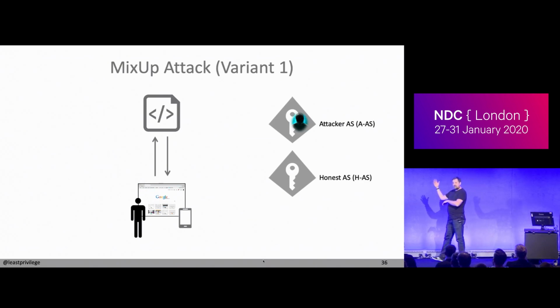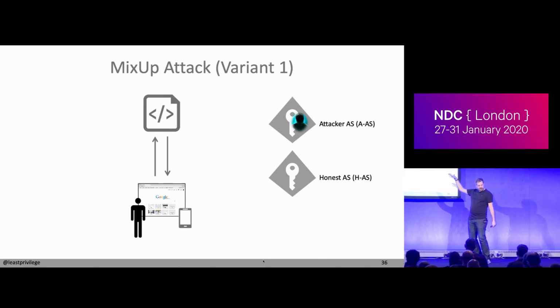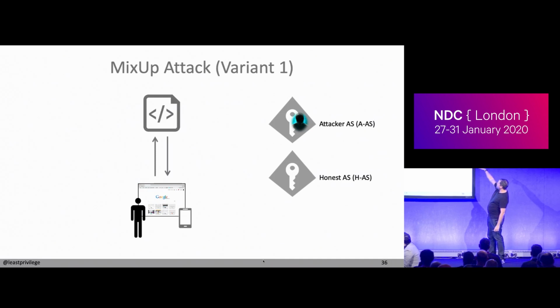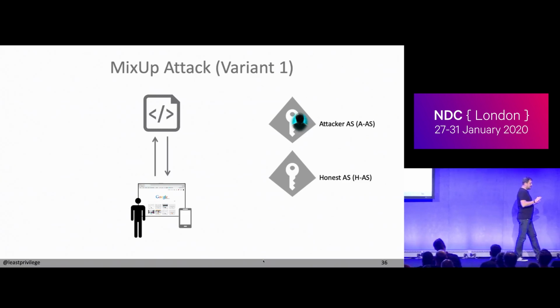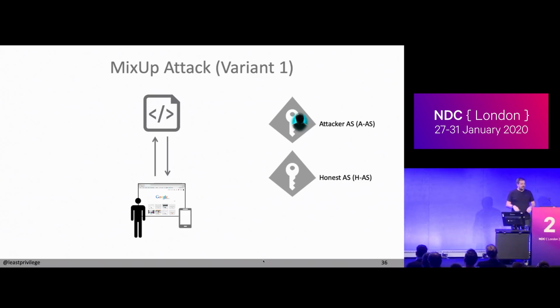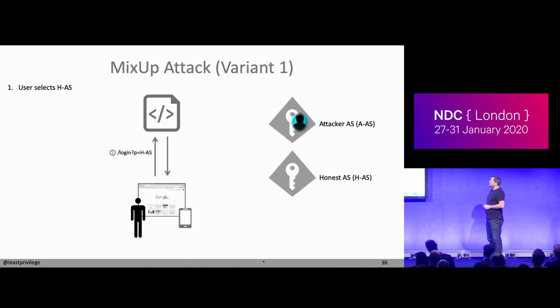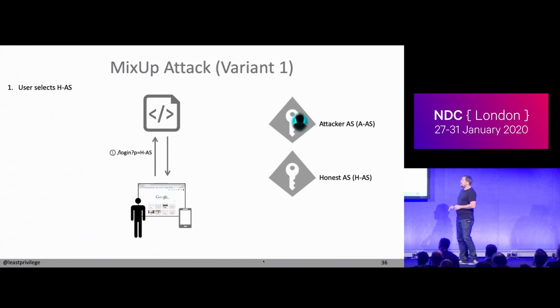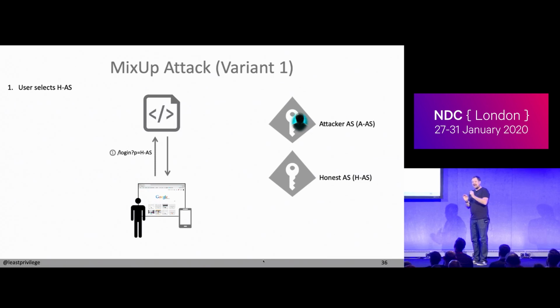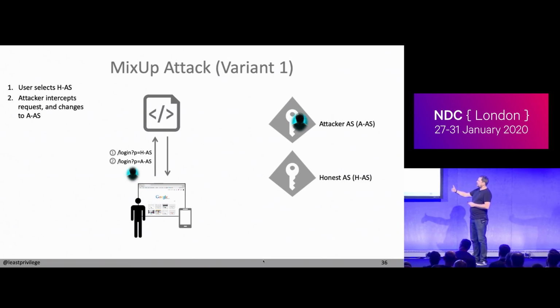So now you have multiple things here, and maybe one of them is not as trusted as the other, yeah? They call it the attacker authorization server and the honest authorization server, okay? This very first variant of the mix-up attack has some assumptions, but it basically works like this. The user clicks the link, he wants to log in with the honest STS. Now the attacker somehow has access to the network, and he can on the fly change that to log in with the attacker STS, okay?